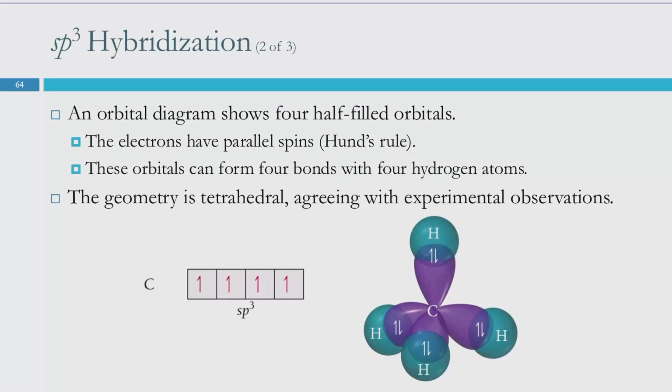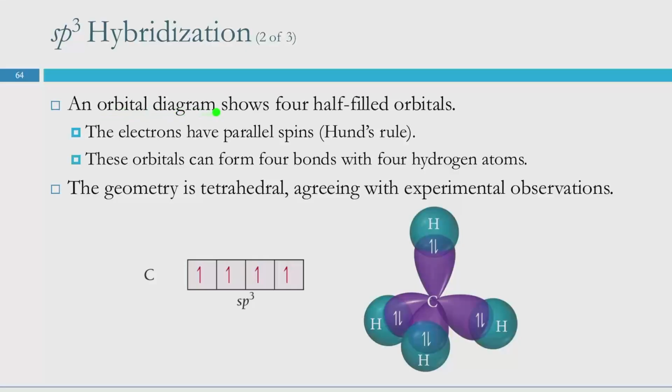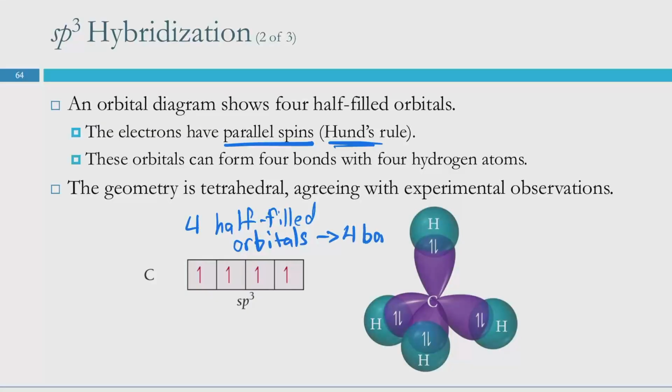Okay, so for this sp3 hybridization, we've got a new orbital diagram because we hybridized our orbitals. And so we're going to have 4 half-filled orbitals. They have to have parallel spin because of Hund's rule. They fill in parallel singly first, and then we can double them up afterwards. And because we've got 4 half-filled orbitals, we can form 4 bonds.